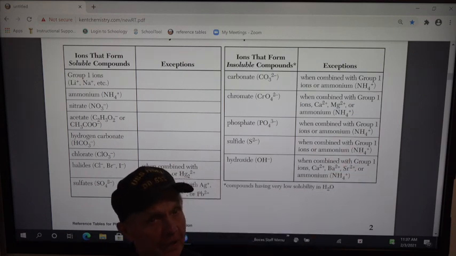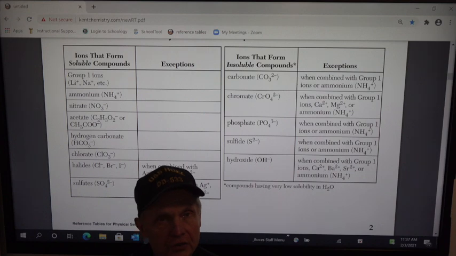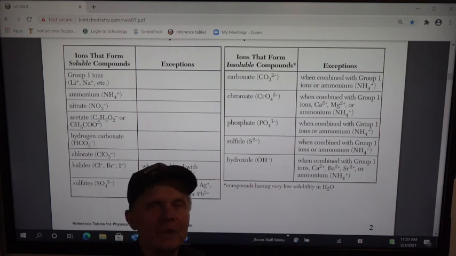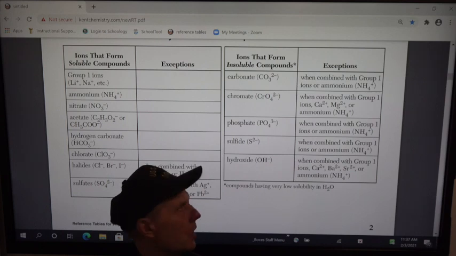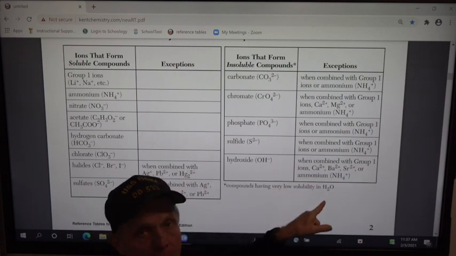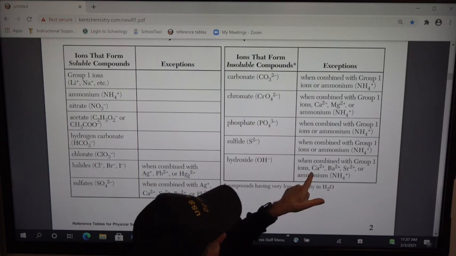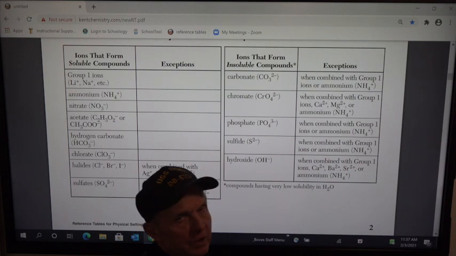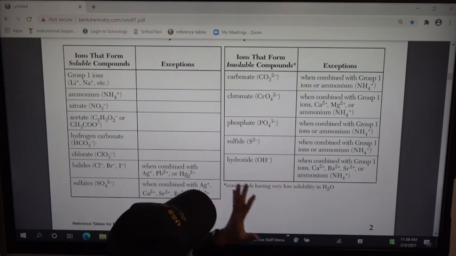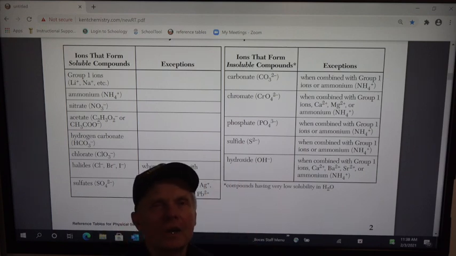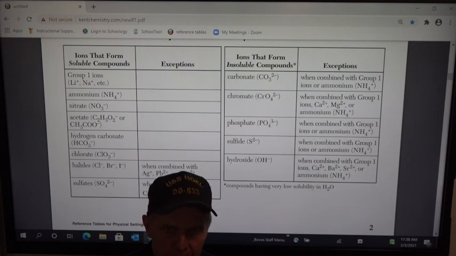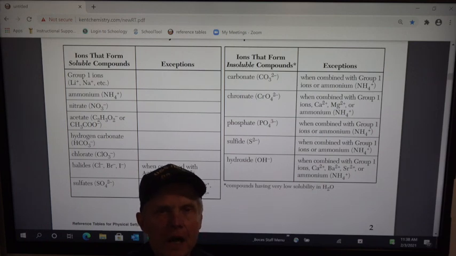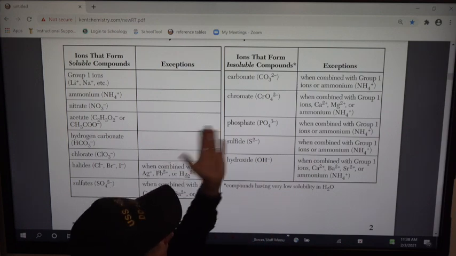Now this next one is pretty interesting. These are hydroxides. And hydroxides will be insoluble unless they're hooked to group 1 and ammonium, like the other ones, or calcium, barium, or strontium. So they will be soluble if they're hooked to those. All right, that's the chart. That's how we use it. And now we're going to go into double replacement reactions and how to figure out if the products are soluble or insoluble using reference table F.